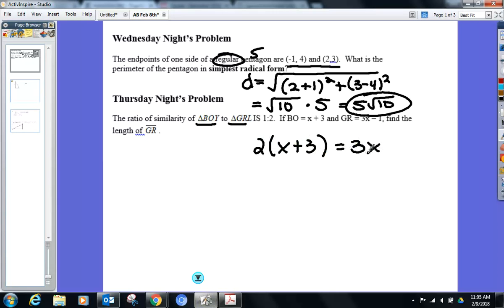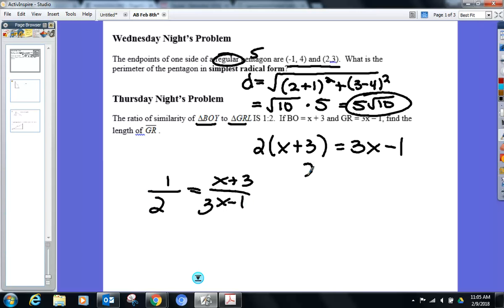There you go. You guys just told me GR was the bigger side. So why would you multiply GR by 2 to make it even bigger? Or think of it this way, ready? 1 to 2. Stay with me here, 1 to 2. What's the 1 represent? That's triangle BOY, which is BO, x plus 3. And what's the 2 represent? Triangle GRL, which is GR, 3x minus 1. So when you cross multiply, do you see why the 2 and the x plus 3 need to get multiplied?